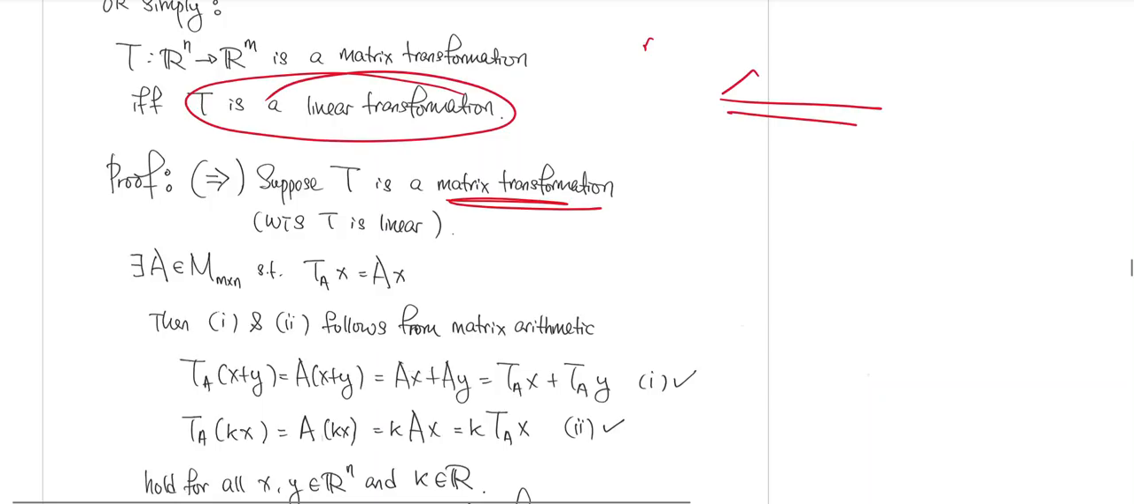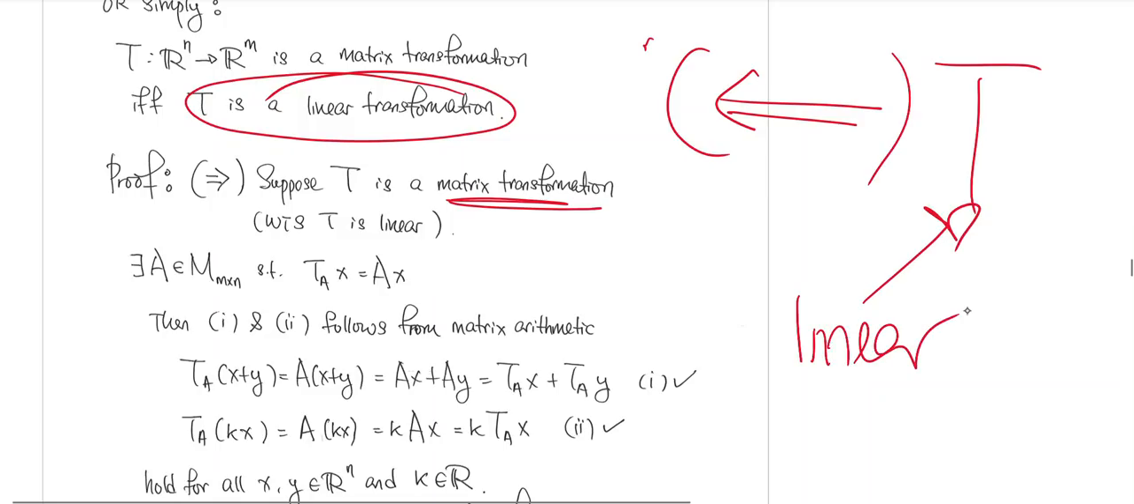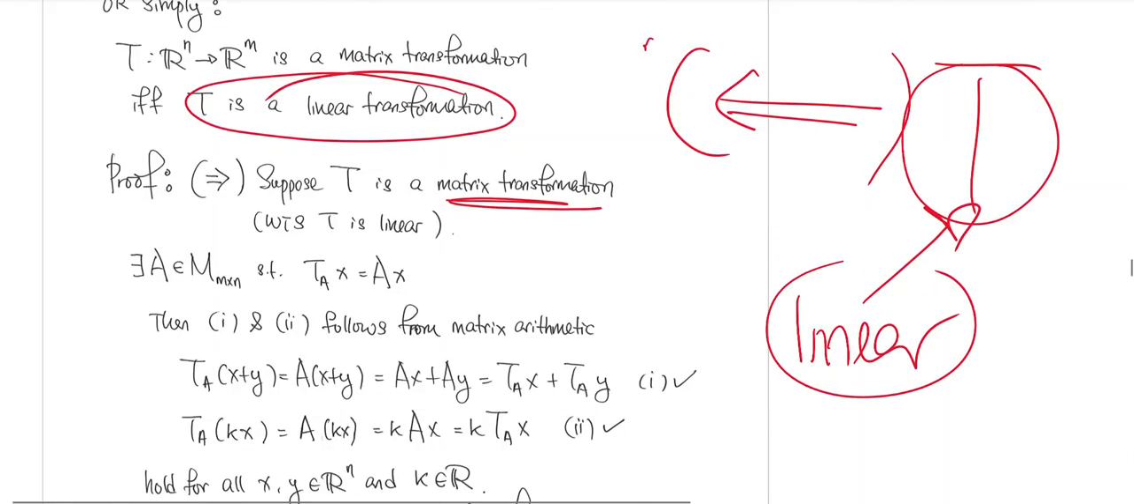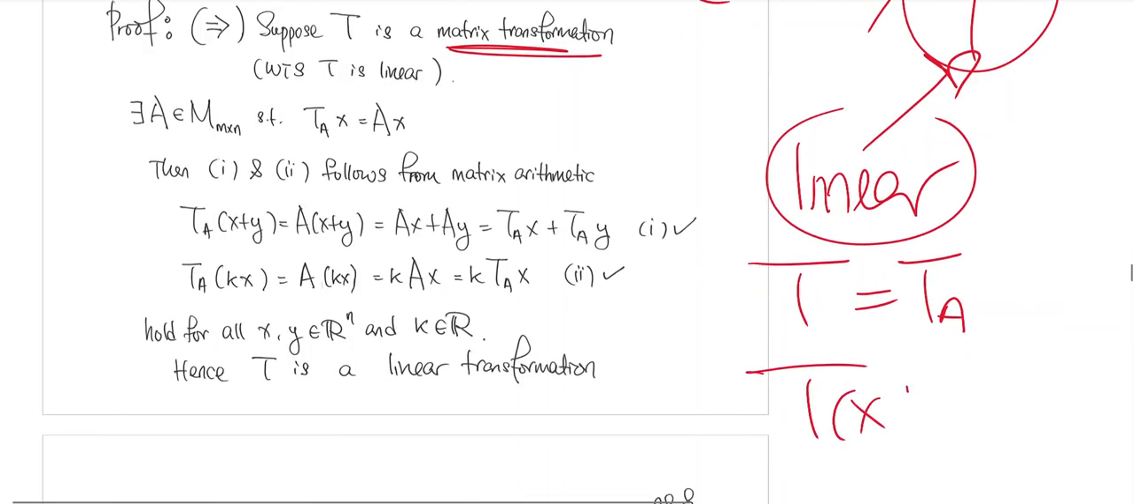The important part is the reverse. The reverse is not that obvious. The reverse says that if you have a transformation and that transformation is linear, meaning that it satisfies these two conditions, then that transformation must be a matrix transformation. There's no other choice. That means there must exist a matrix A such that T of X is that matrix A multiplied by X.